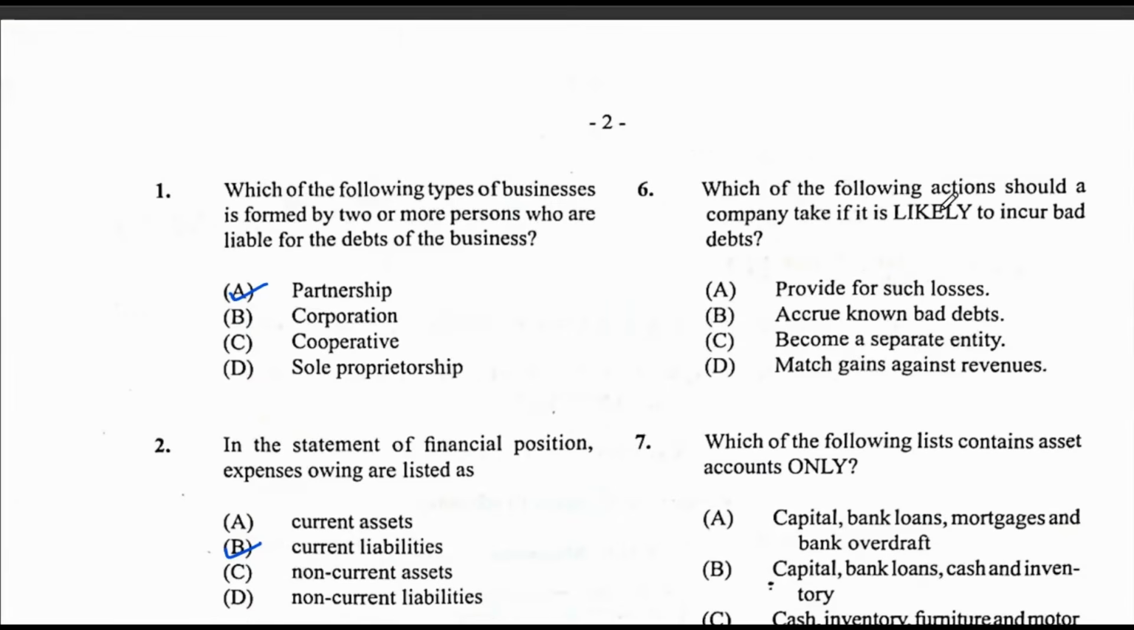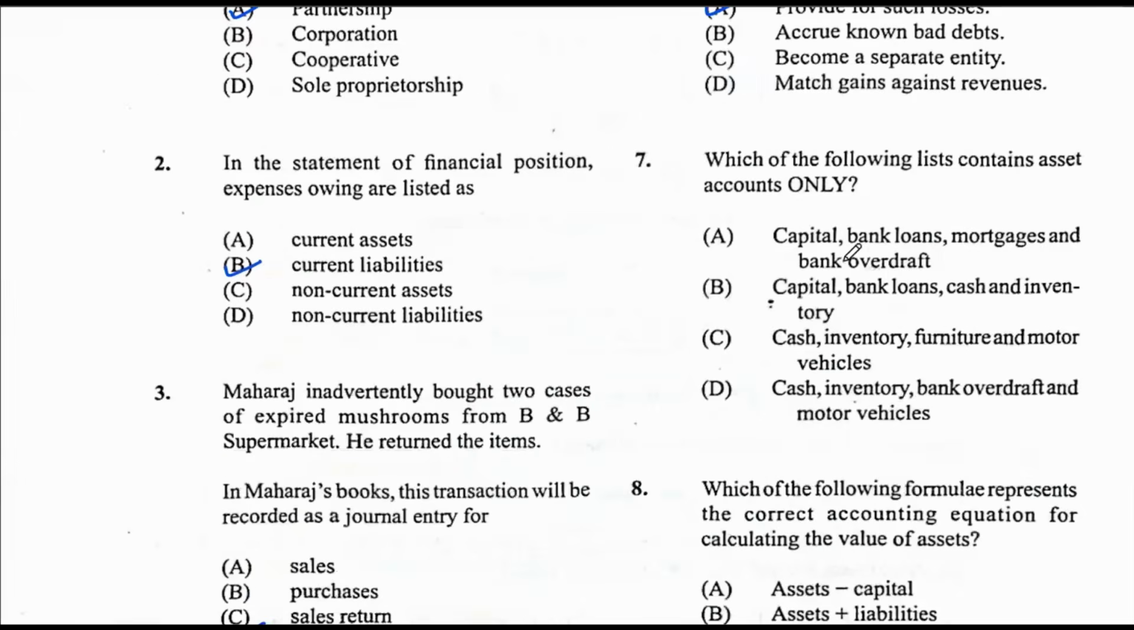Which of the following actions should a company take if it is likely to incur bad debts? Well, if a company is likely to incur bad debts, as you guys know, a bad debt is when a customer or debtors may not pay us in the future. Well, in a case like this, we will have to provide for such losses by creating a provision for doubtful debts account. Nice.